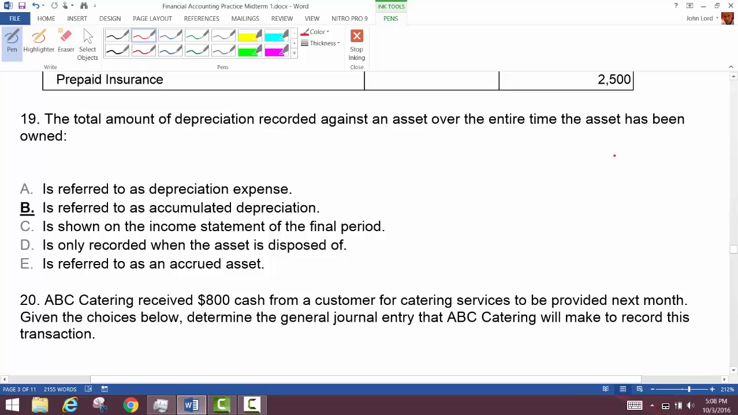The total amount of depreciation recognized against an asset over the entire time the asset has been owned is referred to as accumulated depreciation, you think? Right? It's the amount that's built up in there.